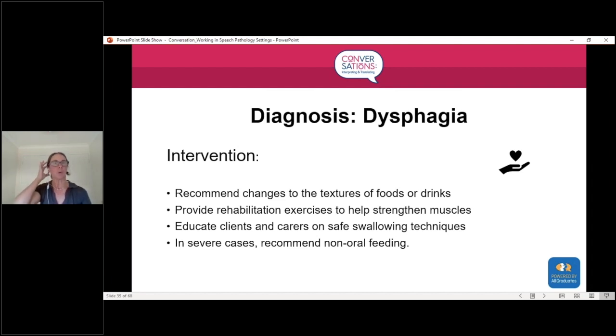Speech pathologists will work with patients who have dysphagia to try and assist them. This may comprise recommending changes to the texture of food and drinks. It may consist of helping patients with exercises that can help rebuild muscle strength. It might also involve educating patients and their carers on safe swallowing techniques, which I won't go into, but there are actually a range of techniques that you can use to make swallowing safer. And in severe cases, speech pathologists can recommend non-oral feeding for a patient. So basically going on to what we call a PEG, receiving nutrition through a tube.